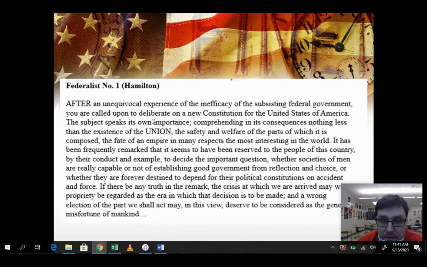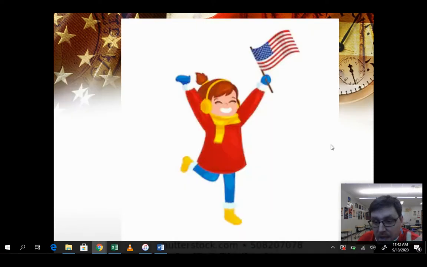That American Union is important, and he's saying the safety and welfare of the parts of which it is composed, the fate of an empire in many respects the most interesting in the world. He is saying that the American government at that time was the only government based in liberty in the world, based on the people in the world. So he is waving the flag for America.